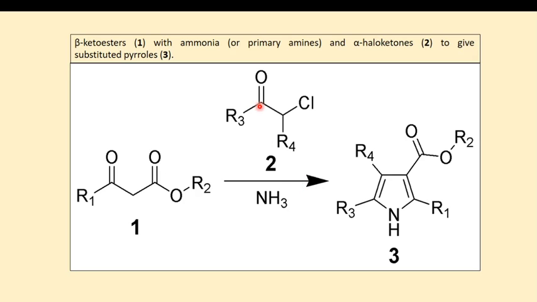This is an alpha haloketone, in which a halogen is present at the alpha position. A chlorine group is present in this structure, that is the halo group, and this one is the carbonyl group, which is very important for the reaction to proceed. Then in presence of this NH3, it's a primary amine, it gives pyrrole, which is substituted at the 1, 2, 3 and 4th position.